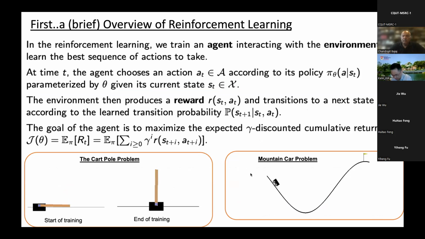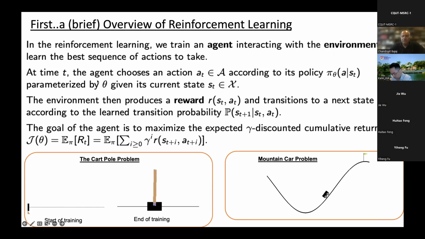Just as a quick overview, what is reinforcement learning? I feel I should mention that because what we are developing is a new technique other than prior techniques. There's a lot of work in the last 15 years on reinforcement learning. In reinforcement learning, we train an agent interacting with the environment to learn the best sequence of actions to take. The notion of an agent, of course, is a machine learned program, but the interaction with the environment is crucial.